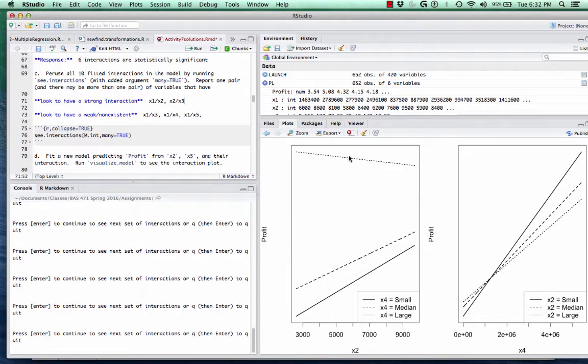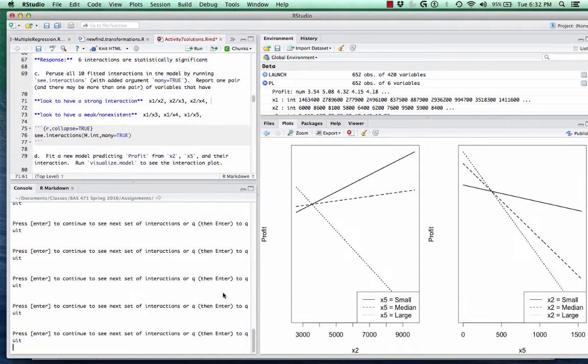X2 and X4, well, this one looks to be relatively strong. Notice that the relationship is negative for individuals with large values of x4. The relationship between profit and x2 actually has a negative slope there, but a positive slope for individuals with smaller values of x4. So I'm going to say x2 and x4 are fairly strong.